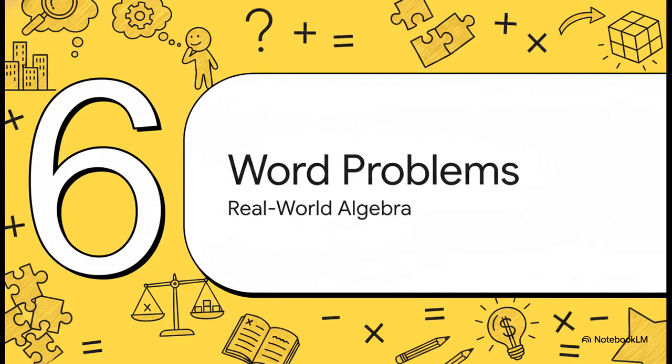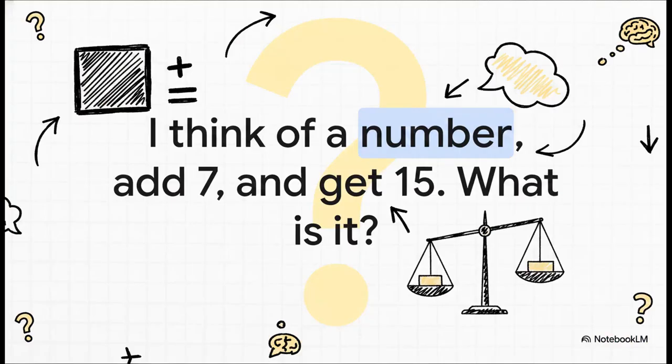Finally, Section 6, Real-World Word Problems. This is the moment where algebra stops being abstract math on a whiteboard and becomes a massively powerful tool for everyday life. So here is a classic riddle for you. I think of a number. Add 7 to it and get 15. What is my number? Now that might look like a bit of a trick in plain English, but you now have the exact toolkit to instantly decode it.